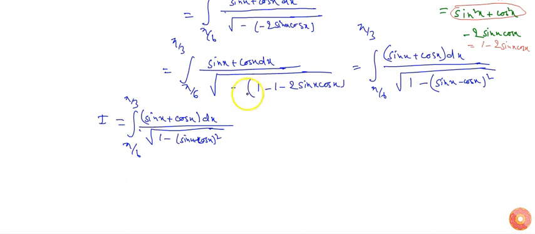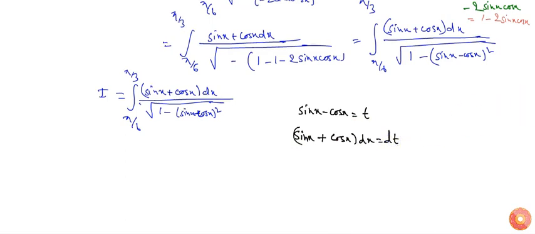If I substitute sin x minus cos x equals t, then its derivative: the derivative of minus cos x will be sin x, and the derivative of sin x will be plus cos x, so sin x plus cos x dx equals dt. So just substitute it, and another thing is I can change the limits in terms of t.